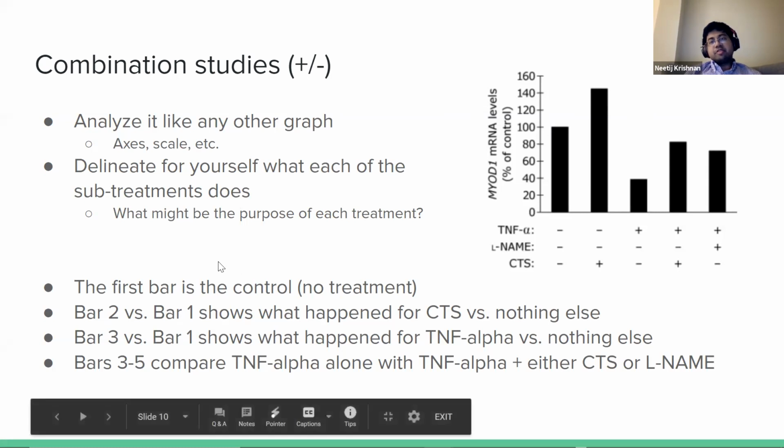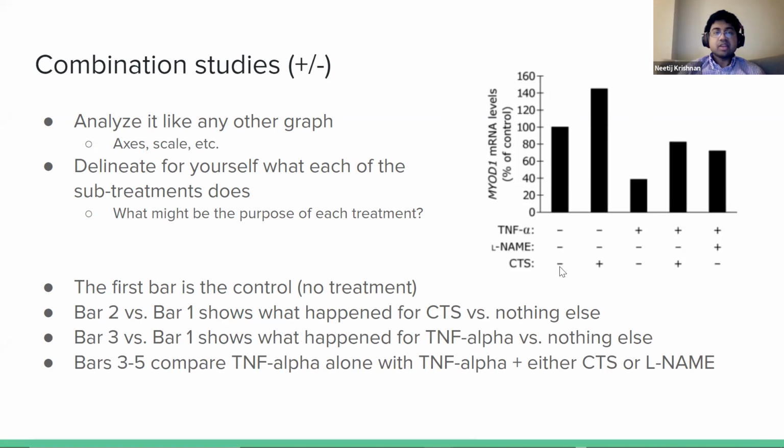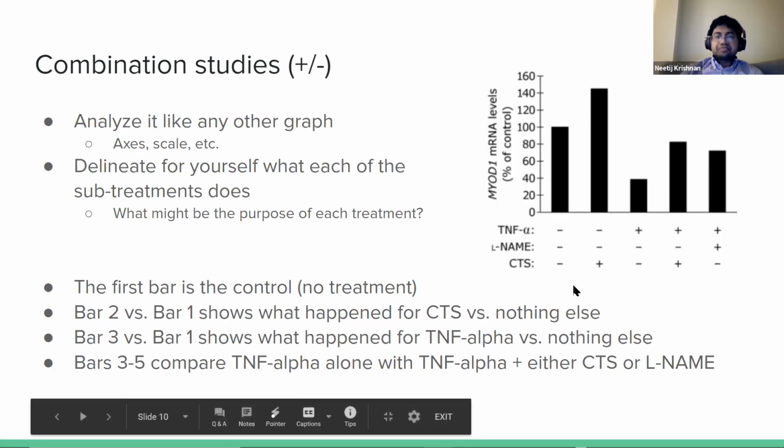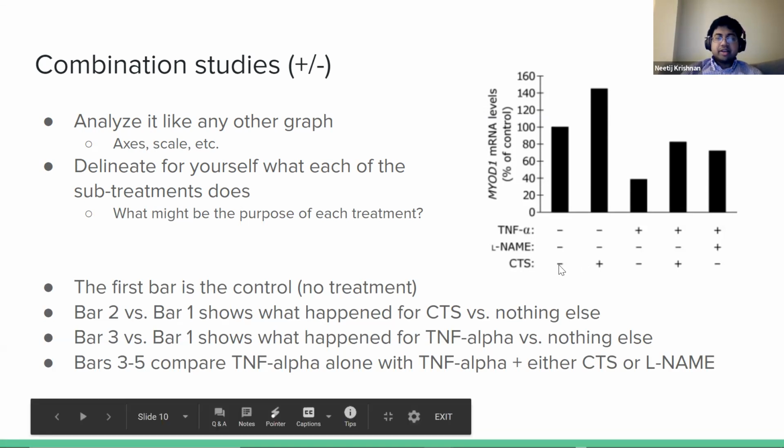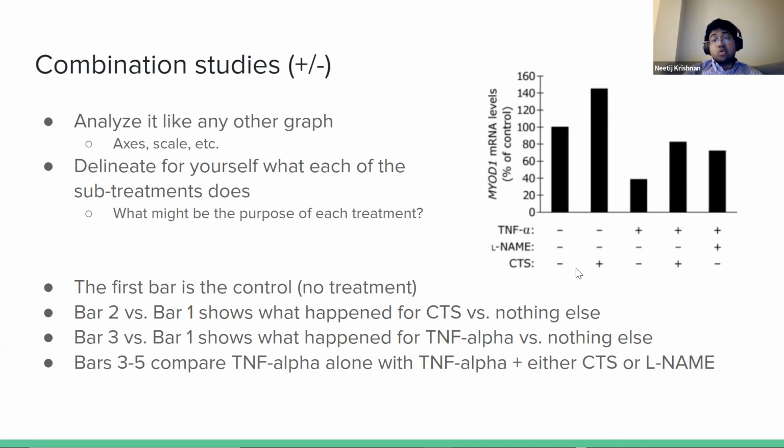So for example, the first bar is the control because it's got minus, minus, minus, nothing added. Bar 2 versus bar 1 shows us what happens when CTS is added. And it doesn't really matter for us right now what CTS or L-name or TNF alpha is. But the point is that there's just 3 different things that are added. So bar 2 versus bar 1 is CTS versus nothing. And the only thing that changes there is the CTS. Bar 3 versus bar 1 shows what happened for TNF alpha versus nothing.